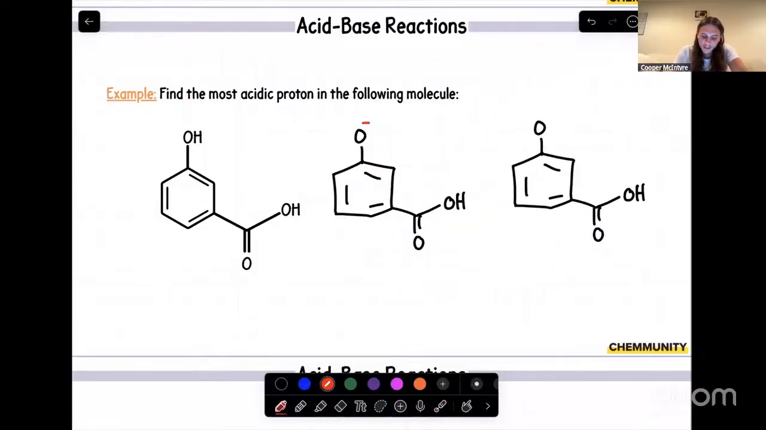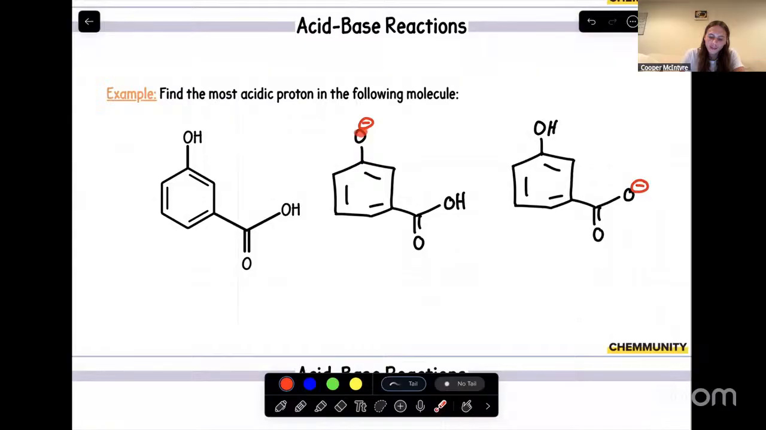So the first conjugate base would have a negative charge on this oxygen, which yet again came from this proton over here. And then our other conjugate base would come from that carboxylic acid, which came from this hydrogen right here. And yet again, what we can do is go through and assess the conjugate base stability.